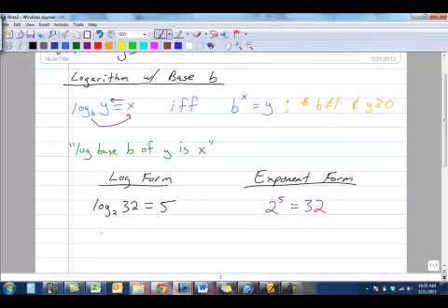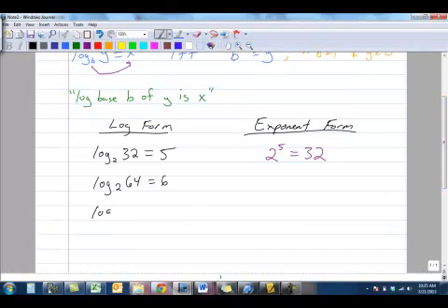All right, so try these two as well by yourself. Log base 2 of 64 is equal to 6. Let's do log base 5 of 1 is equal to 0. And if you're good at those two, let's see if you can go backwards here. 3 to the 4th is equal to 81. If you need to press pause, give these a shot, and then come on back and check your answers. Go ahead and do that.